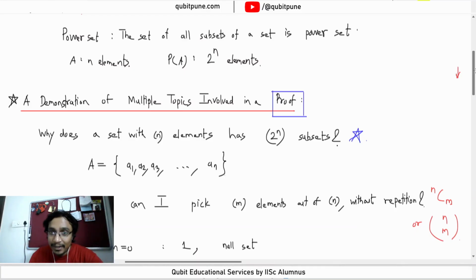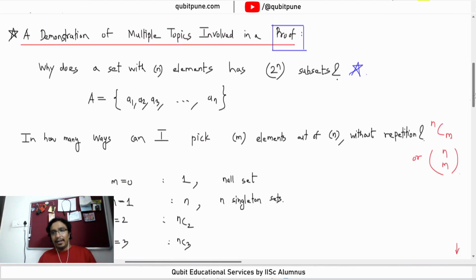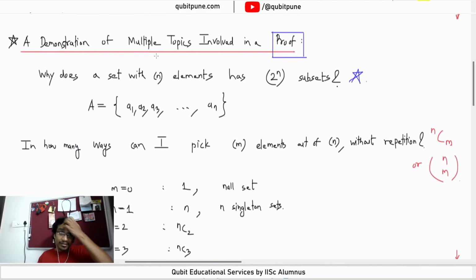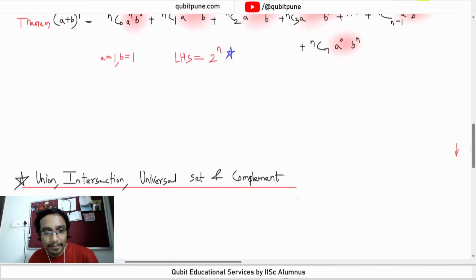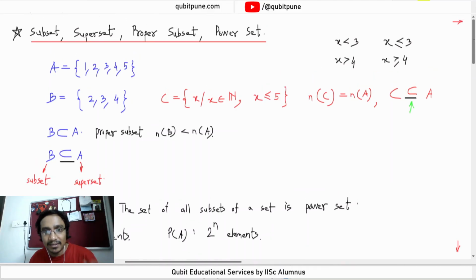Not only for 11th and 12th mathematics, but also beyond, when you take up other higher level courses. Fine. So you can skip writing the proof right now, but the point I was trying to make here is the demonstration of multiple topics involved in a proof. Okay, can you write all these things down, please, in a moment?